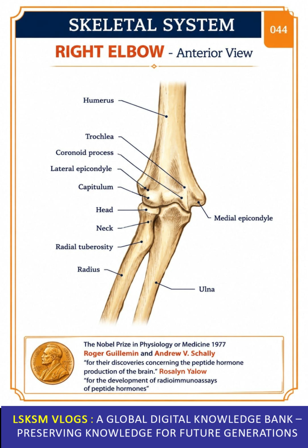Right elbow, anterior view. The elbow joint connects the upper arm to the forearm. It allows bending and straightening of the arm.